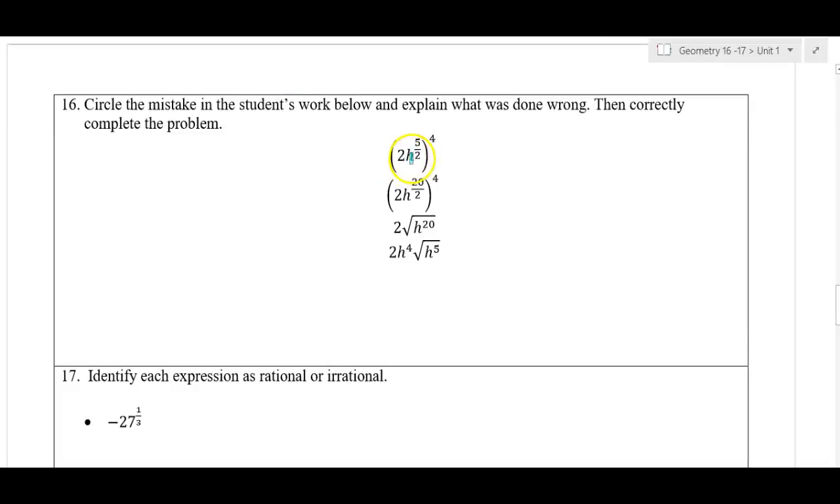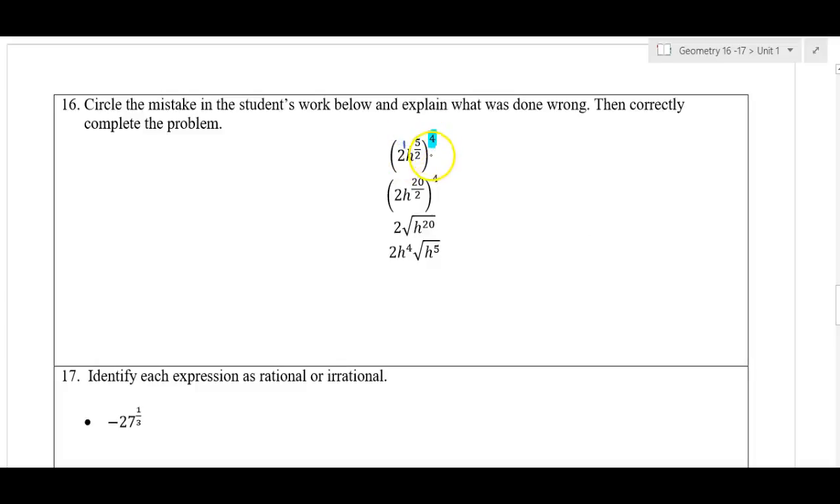And I'm starting with 2h to the 5 over 2. So I have a rational exponent inside, and it's all to the 4th. So I have the 2 and h to the 5 over 2 inside the parentheses to the 4th. That means in my first step, if I'm going to simplify, I should be taking my exponent of 4 and multiplying it by the exponent 5 over 2 and by the exponent of 2, which is 1.